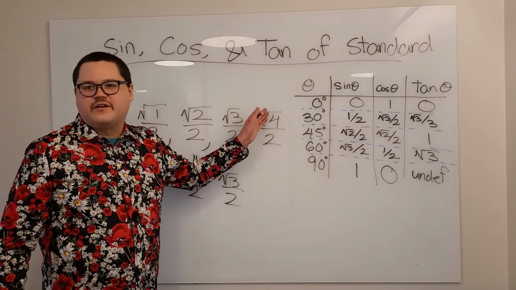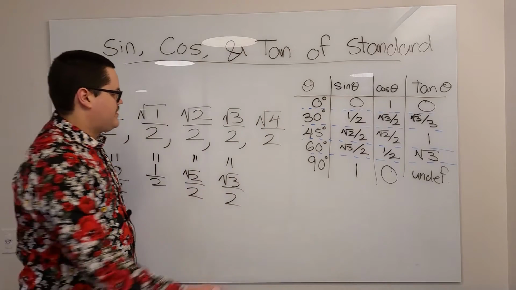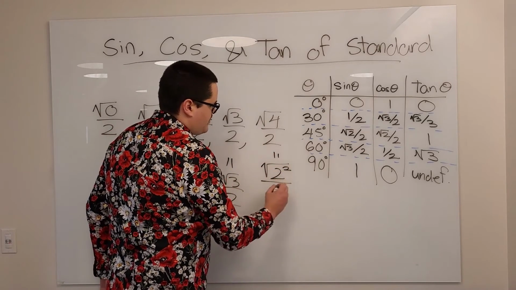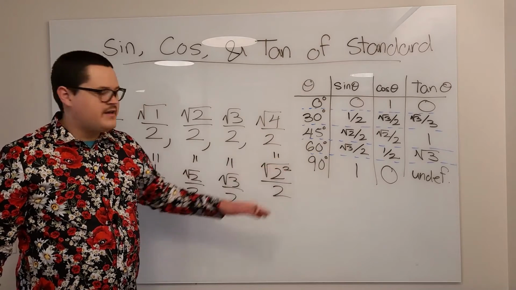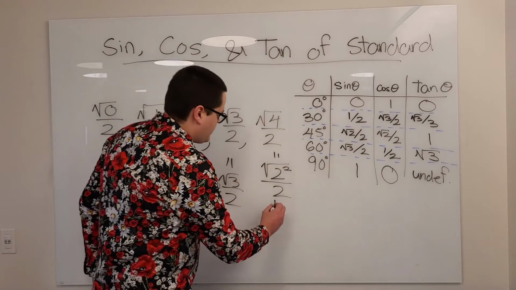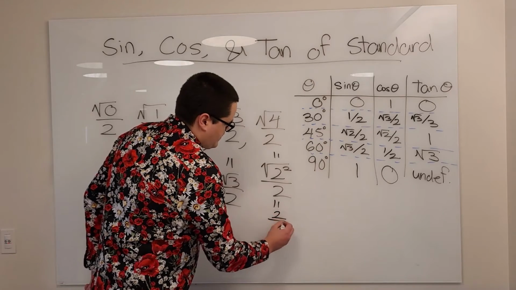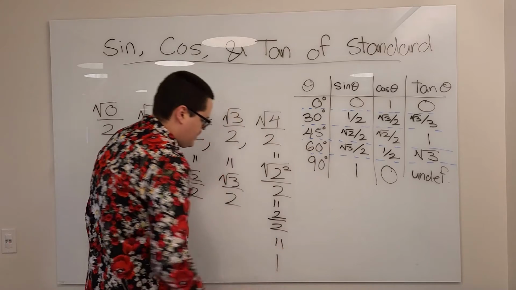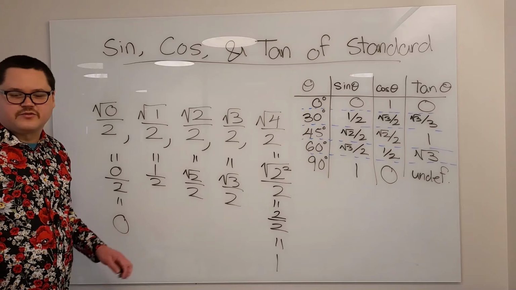4, however, that is a perfect square. It's 2 squared. So this is the same as square root of 2 squared over 2. Of course, the square root and the square cancel out. And that just leaves us 2 over 2. And as we all know, that reduces to 1. Okay, so you see, we now have 5 numbers after we've reduced.